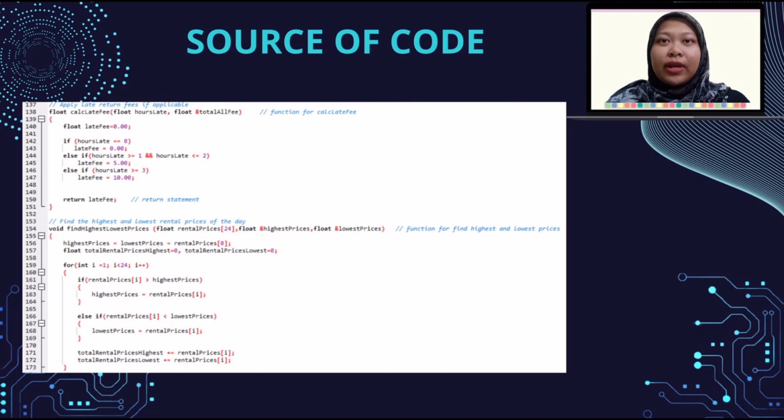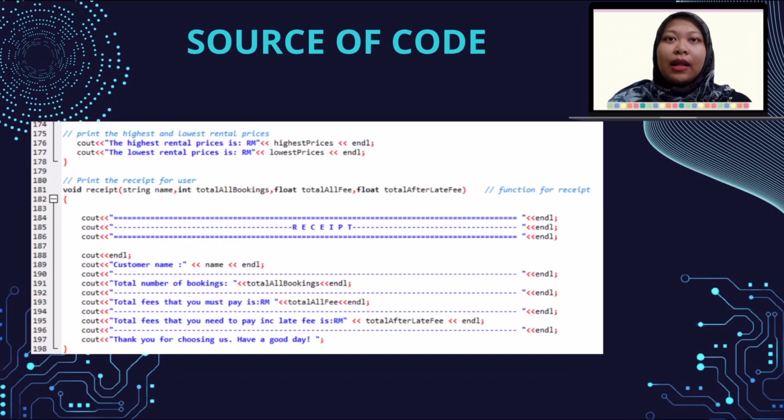In line 138 until 151, we have a return function which is calculate late fee. While in line 154 until 178, we have a void function, a for loop and also an array to find the highest and lowest prices. The ampersand symbol in the void function parameters is to return multiple values from the function. Lines 181 until 198 show all the output for the display in the receipt, such as name, total bookings, and total all fee.